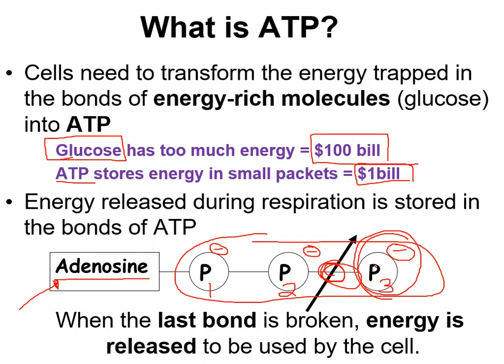So the bond in between the second and third phosphates has a lot of energy. That's the bond that enzymes break when cells need to get that energy back. So think of ATP like a spring-loaded molecule that's ready to pop. It's ready to burst at any moment, and it does so by breaking the bond between the second and third phosphate.